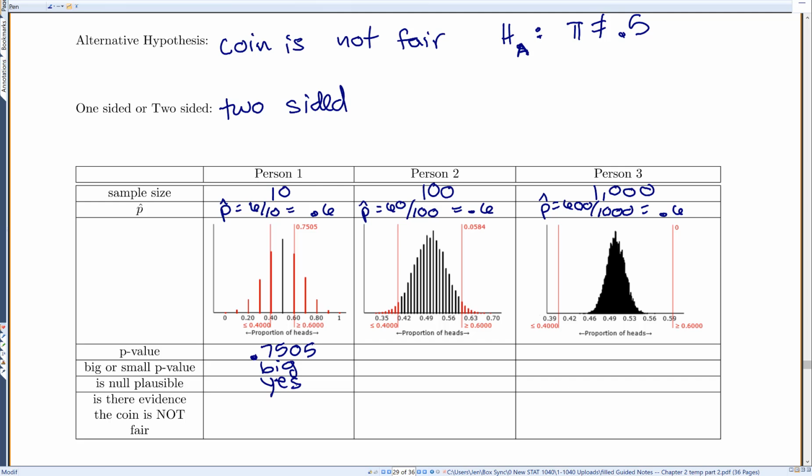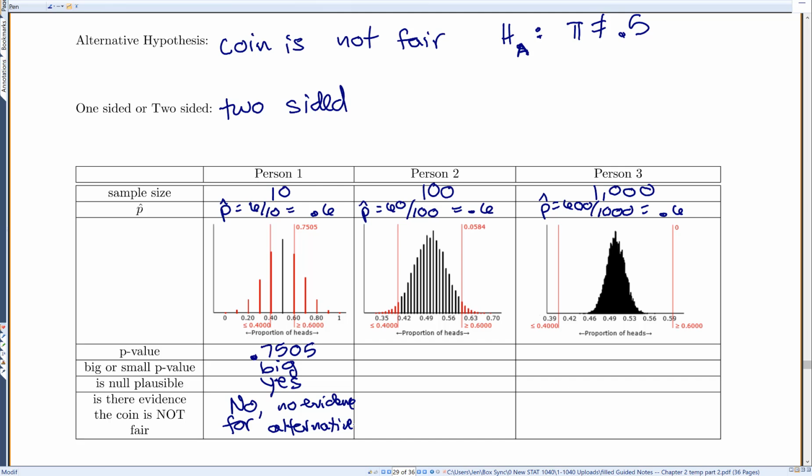Is there evidence that the coin's not fair? No. Okay, we didn't find any evidence for the alternative. The null is plausible. There's no evidence for the alternative. Okay, nothing exciting happening. But now let's go to person 2.